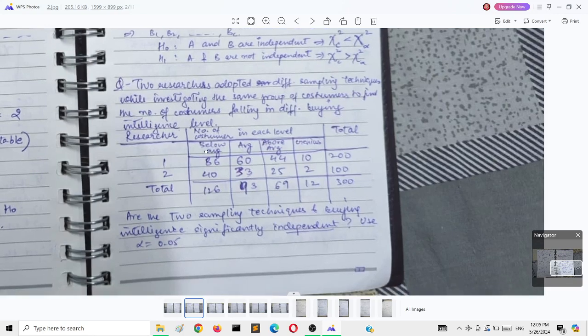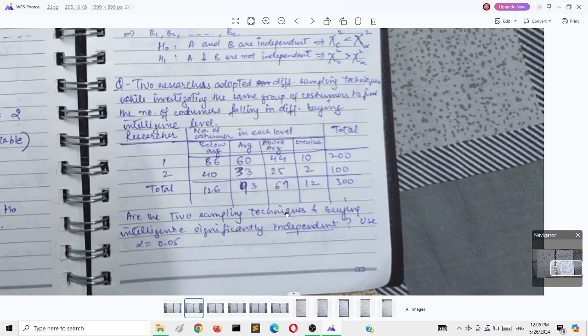So we have one category and two category. For the first, below average are 86, average are 60, above average are 44, and genius are 10. In a similar fashion for the second, 40, 33, 25, and 2 are there. So we'll do the totals for the rows and columns, and the total there were 300 in all. So the grand total value we already got.